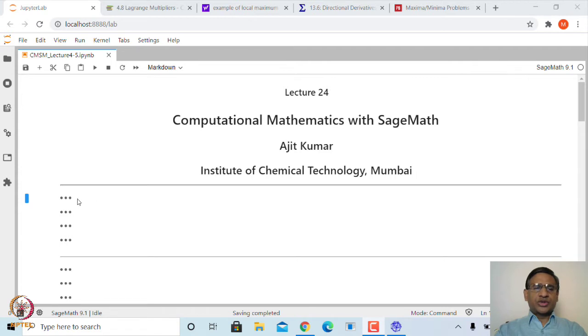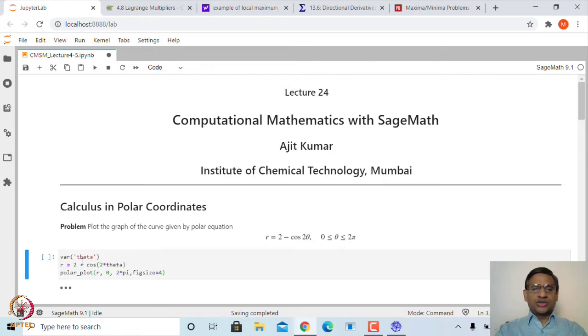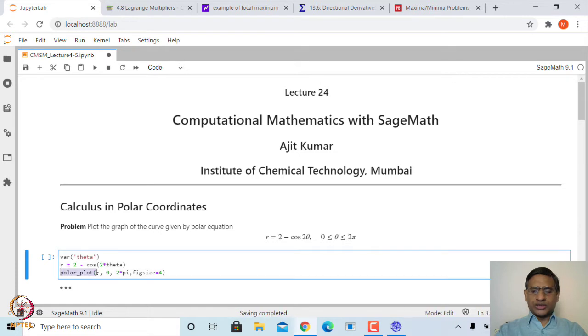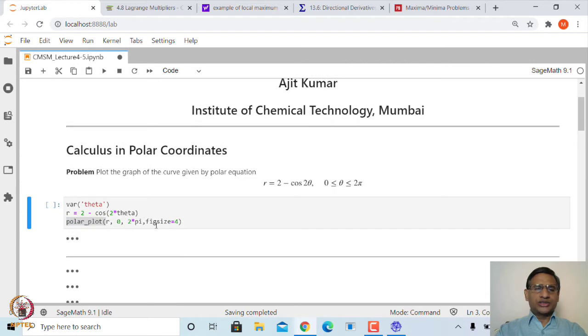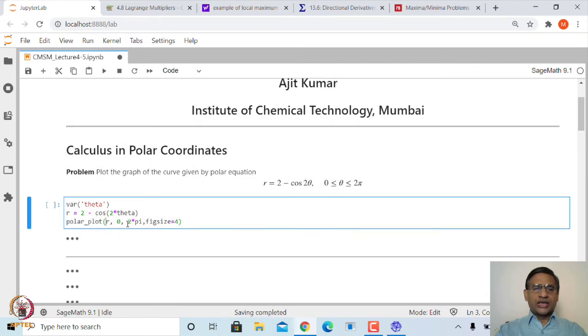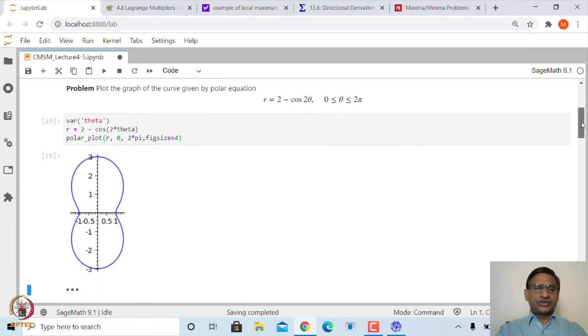So, first suppose you are given a function in polar coordinate, let us say r is equal to f theta. So, for example, here f theta is 2 minus cos 2 theta and theta varies between 0 to 2 pi. We have seen how to plot graph of such functions. How does one plot graph? You need to use polar_plot, and when you run this polar_plot of r, and theta varies between 0 to 2 pi and figsize is 4, this is what you get, this is the graph of the function.